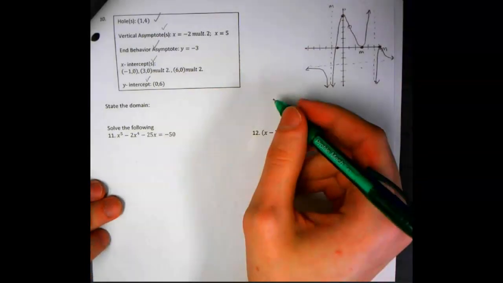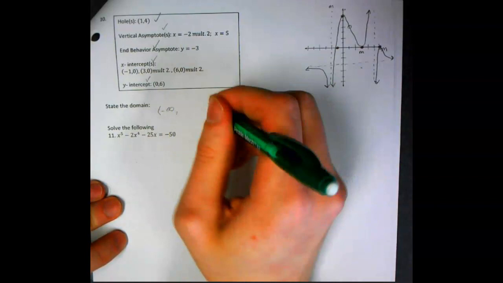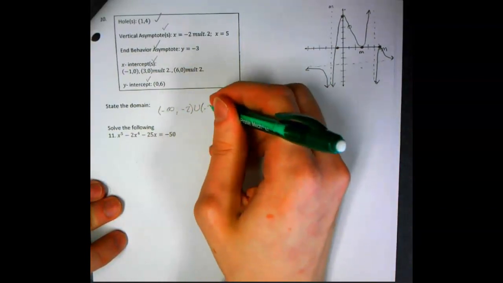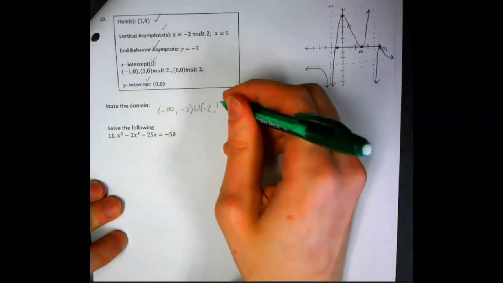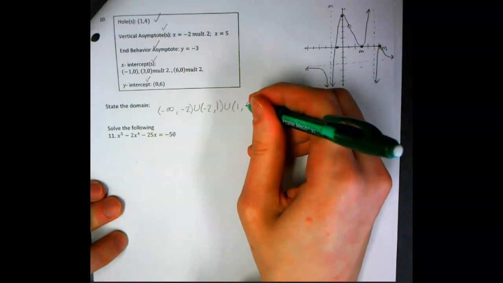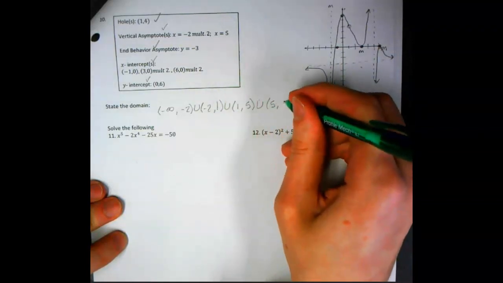And last, we need to put our domain. So our domain is -∞ to -2, -2 to 1, 1 to 5, and 5 to infinity.